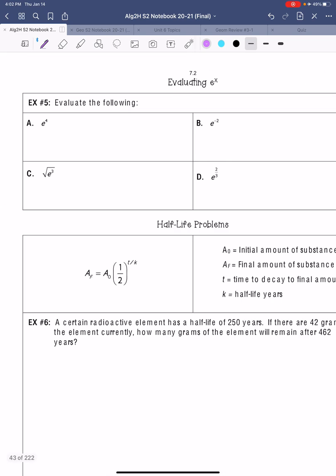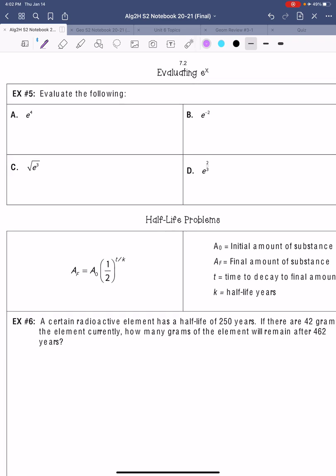All right, so evaluate the following. We're going to do this on a calculator. So you're going to do e to the fourth power. We cannot do this by hand because e is an irrational number. So using a calculator, I want you to just type these in: e to the fourth power, e to the -2 power, the square root of e cubed, and e to the 2/3 power. Type them into a calculator, see if you're able to get them correct.